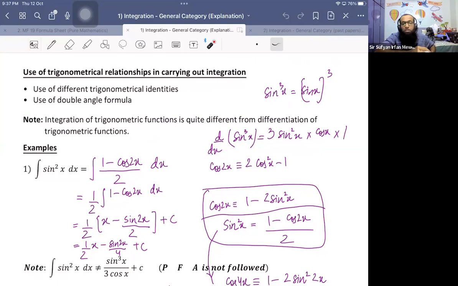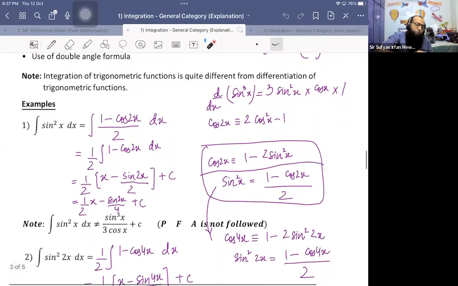And the suggestion is that whenever you are integrating sin square or cos square, you have to use the double angle formula of cos. You have to keep this in mind, right? Whenever you integrate sin square or cos square, you will use the double angle formula, the double angle formula of cos.